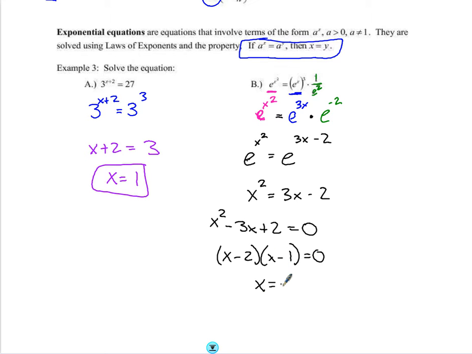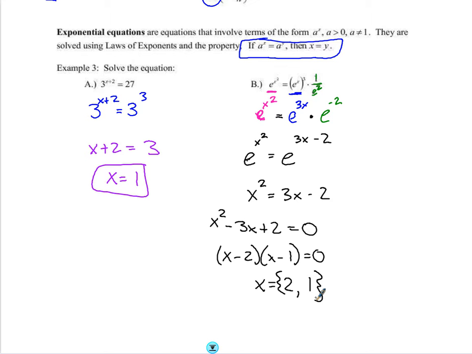My solutions are 2 and 1 respectively. Fun problem. Any questions about that? Alright. Exponent equations. Good stuff.